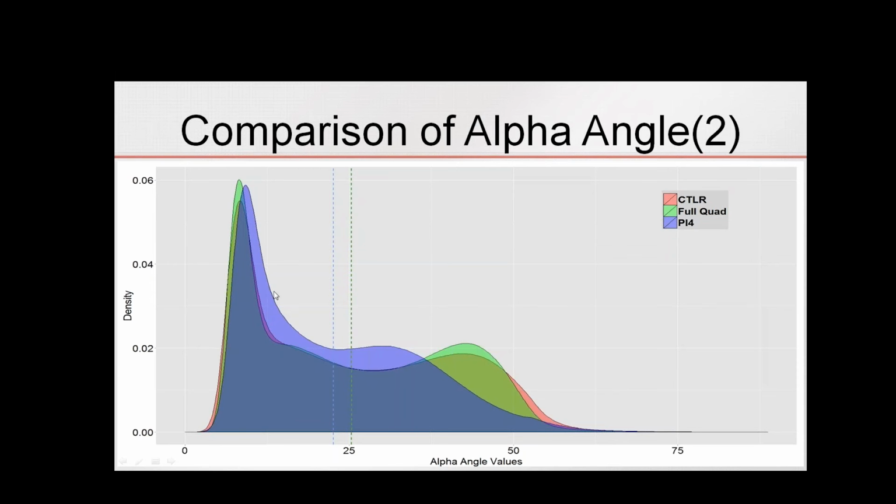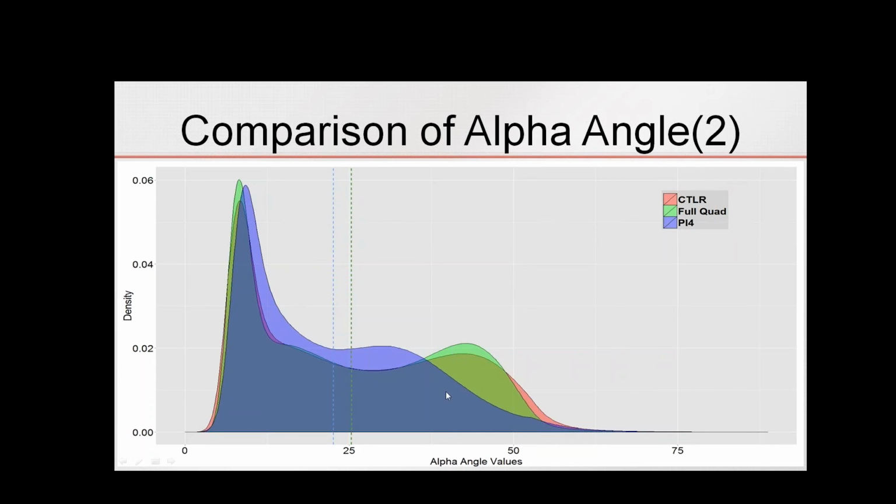Now if we look at the distribution of the alpha angle, you'll notice that the two comments I made about pi over 4 can be seen right here. So looking at the first peak, you'll notice where we had trihedral scattering, so smooth surfaces like water, that the peak for pi over 4 peaks a bit after our full quad and our CTLR image.